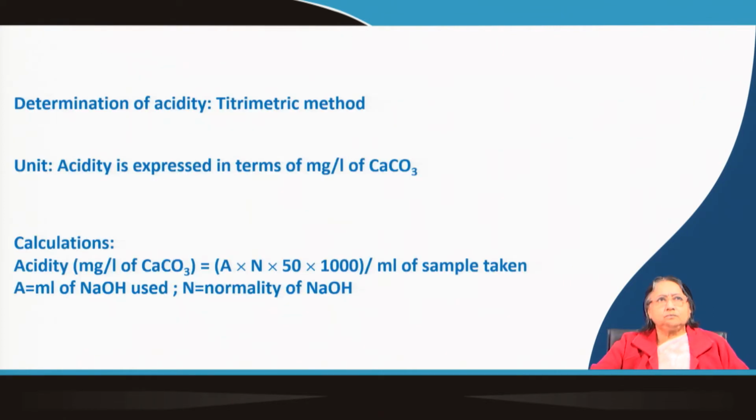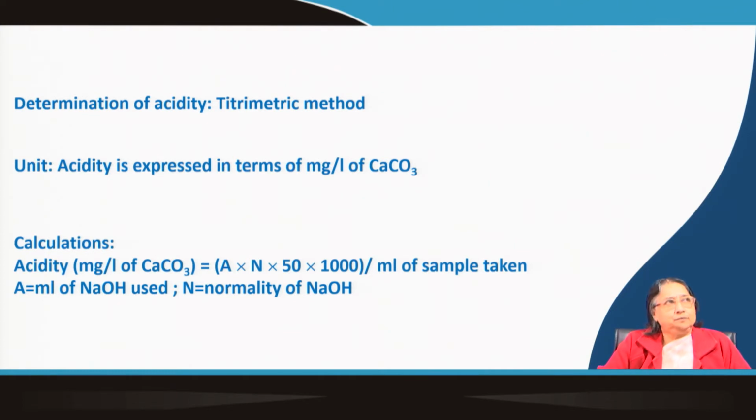Now, determination of acidity. In the laboratory, which is very simple, we can do it by the titrimetric method, just using a burette, a pipette and a proper choice of indicator. The knowledge of indicators you got in the previous lecture, that the choice of indicator is very important. So here we will see an application of how we can choose the indicator.